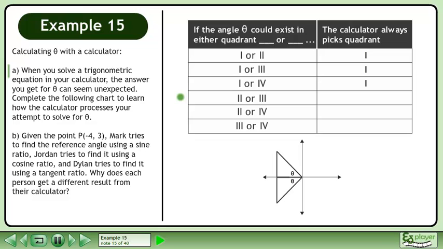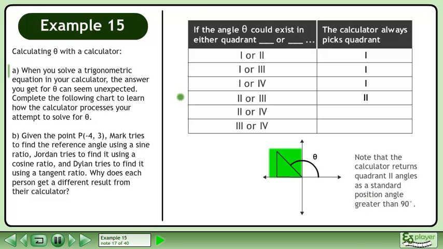If the angle theta could exist in either quadrant 2 or 3, the calculator always picks quadrant 2. Note that the calculator returns quadrant 2 angles as a standard position angle greater than 90 degrees.